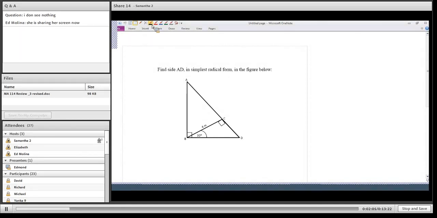And let's start. Find side AD in simplest radical form in the figure below. So to find side AD, you have to first realize that AD is equal to side AC plus side CD. Okay? So the first thing that we'll do is find side CD. I'm going to identify that side as X. And to find side CD, we're going to use triangle BCD.